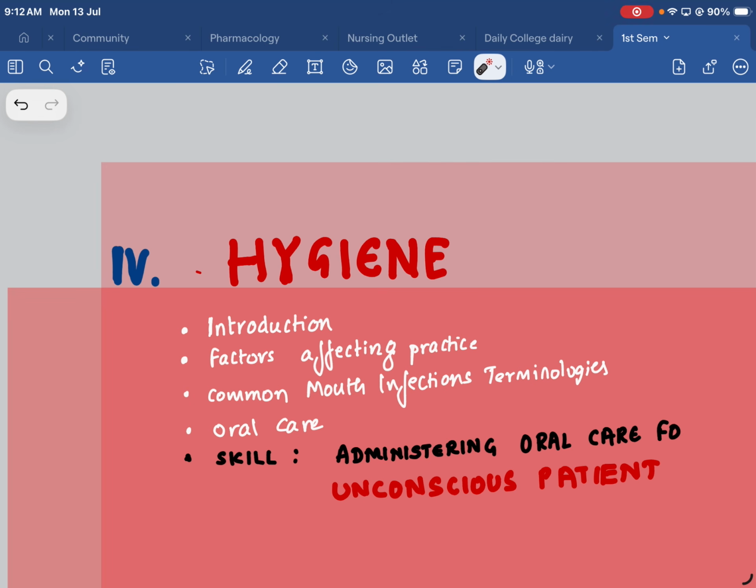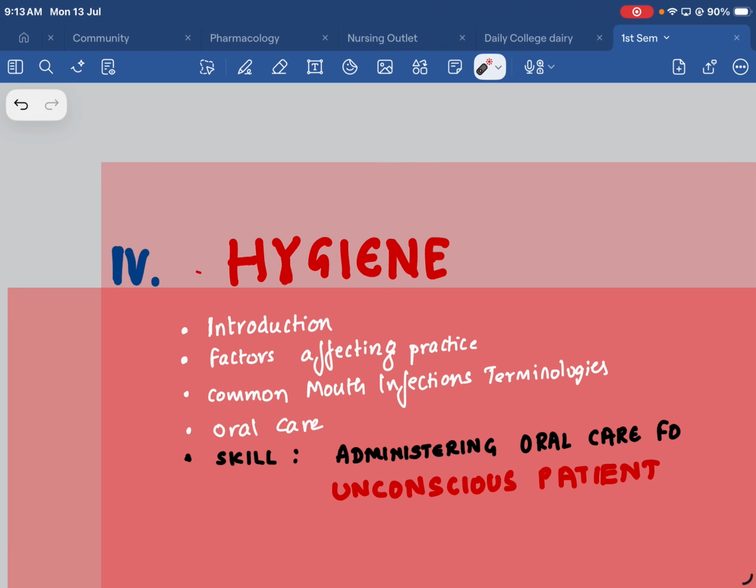There are two important skills. One is oral care for the normal conscious patient, and the other is for the unconscious patient. There are two skills, so we will look at them in procedural steps one by one later.